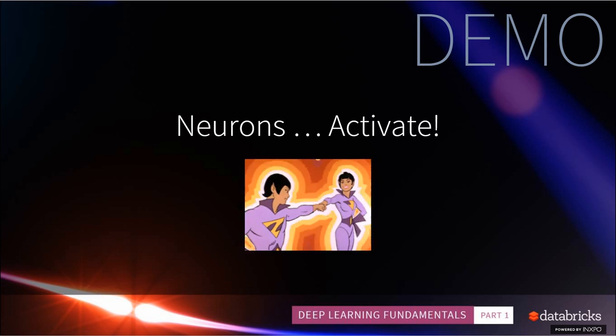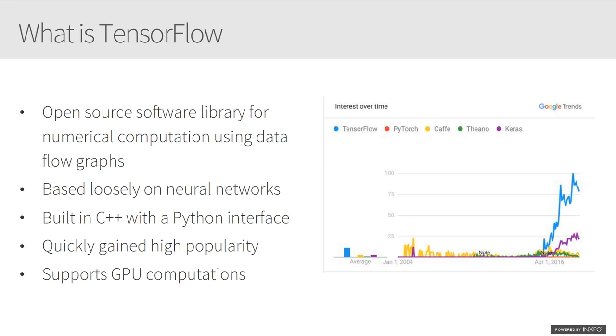But before I go into that demo, I just want to call out what is the tech that we're currently using here. Okay. So the tech is basically on the back end, we're using TensorFlow. What is TensorFlow? Let's start with that. TensorFlow itself is an open source software library for numerical computation using data flow graphs. It's based loosely on neural networks.